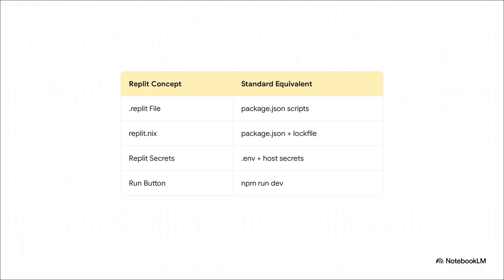This table right here really makes it all click. It's like a translation guide. Replit's .replit file, that just becomes the scripts inside your package.json. The replit.nix file, its job gets taken over by your package.json and a lock file. Replit secrets, well, that translates to using .env files and your host's secret manager. And that big green run button you're so used to, that's now your new friend in the command line, npm run dev. See? Not so scary.